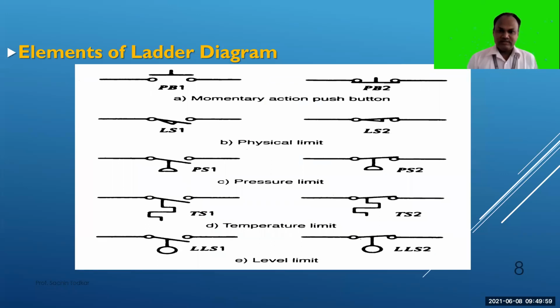These are some additional ladder diagram input elements, that is, a momentary action push button, shown as push button 1, 2. LS1, LS2 are physical limits. If you want to show pressure limits, use PS1 and PS2. Temperature limits are denoted by TS1, TS2, and the symbols are like this. Level limits, that is level switches, are shown by this symbol. These symbols are very important while drawing a ladder diagram.